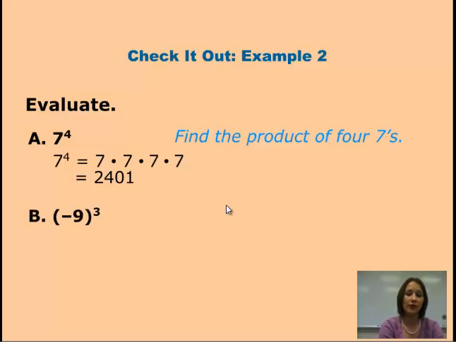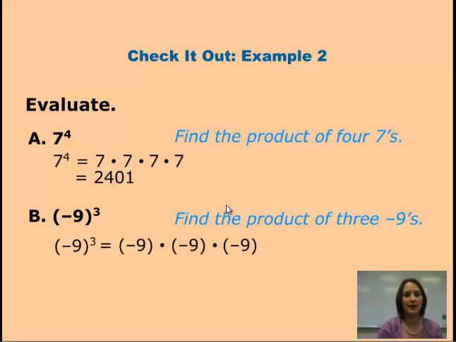Evaluate negative 9 to the 3rd power. Go ahead and hit pause. Find the product of 3 negative 9s. So you're going to break it apart as negative 9 times negative 9 times negative 9. Go 2 at a time. Negative 9 times negative 9 is positive 81. Positive 81 times negative 9 is negative 729.